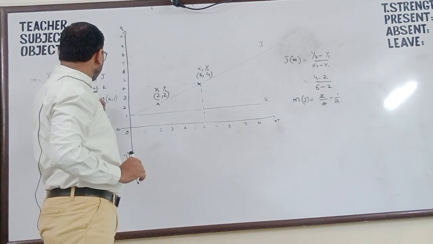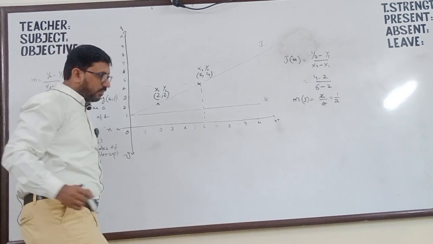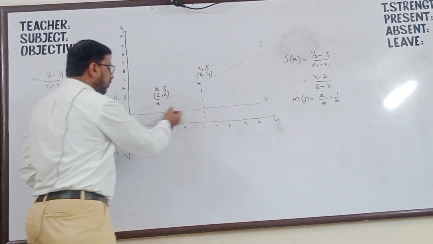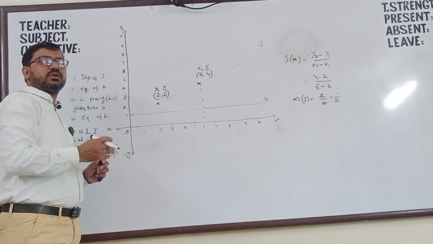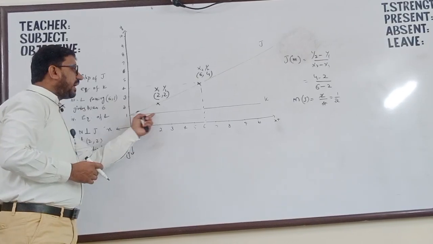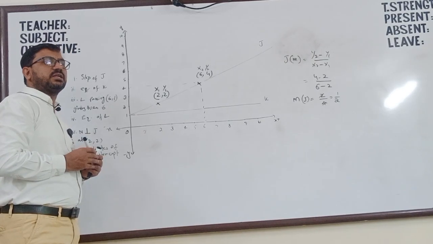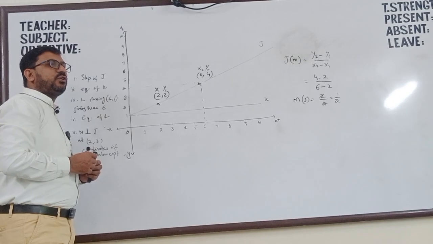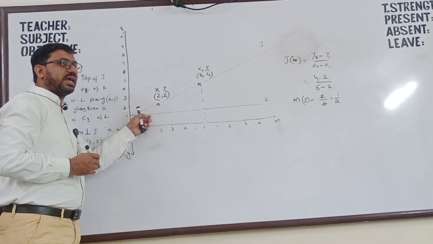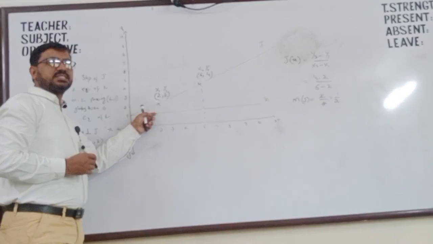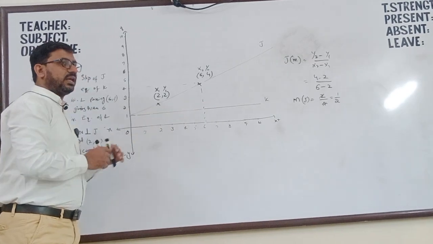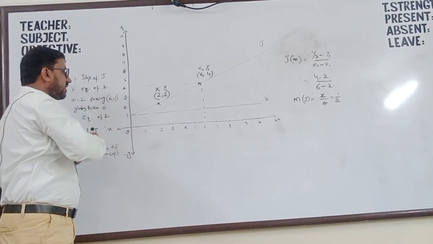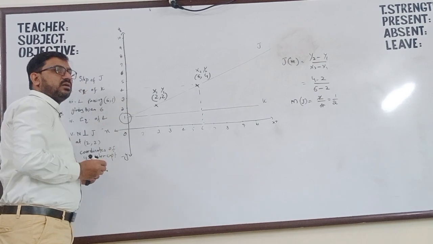Second one: equation of line K. We have the second line. So what about this line? Is it vertical or horizontal? Line K, is it vertical or horizontal? It's horizontal. So for horizontal, we need to observe to which axis the line is intersecting. This horizontal line is intersecting the y-axis only, at 1.